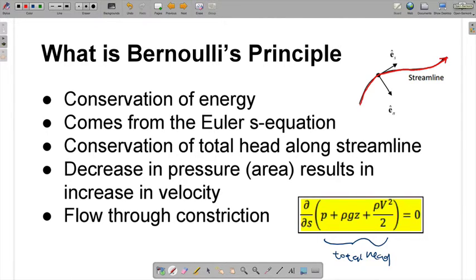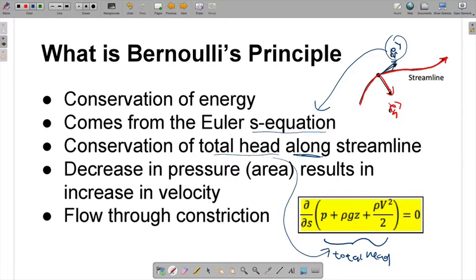There are two directions that we really care about when we see how the fluid is flowing. The first one is the direction En hat, and this is perpendicular to the direction of the fluid flow. This other direction is Es hat, and that's the direction of the fluid flow. The S equation, the S implies that we care about the direction along the streamline. And what we're saying is that there's going to be a conservation of the total head, these components right here, as you move along the streamline.